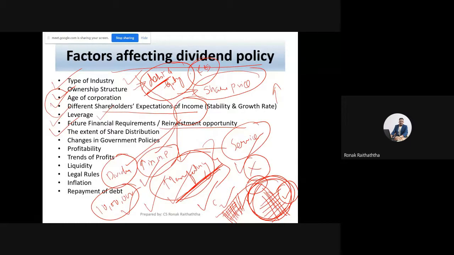The extent of share distribution. Now say there is an earning available for equity of 10 lakhs and the number of shares is 1 lakh.